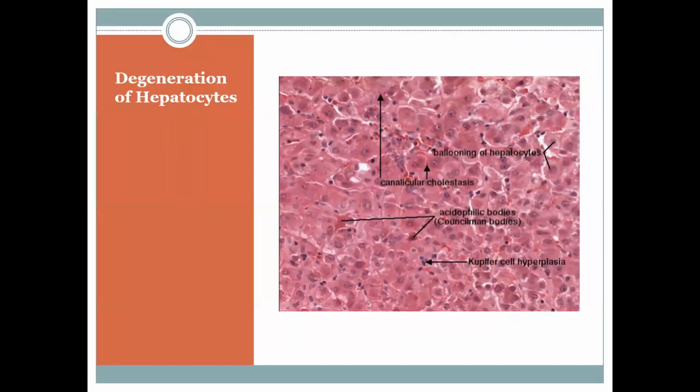Here's an example of ballooning hepatocytes, where the cells start to become larger in size as a result of accumulation of certain substances. Now, another pattern, but a smaller one, a subheadline if you will, is the stasis that happens in the liver as a result of liver injury.